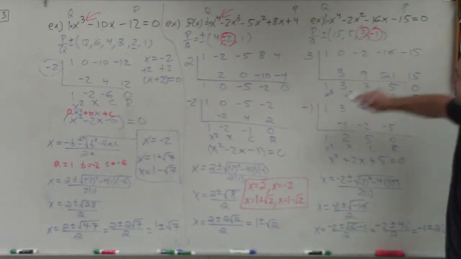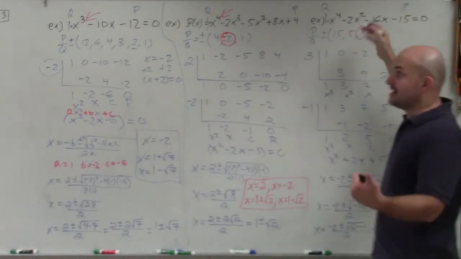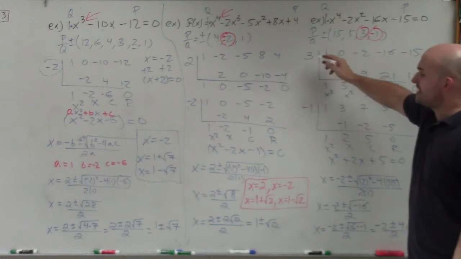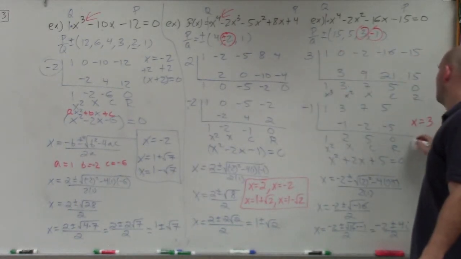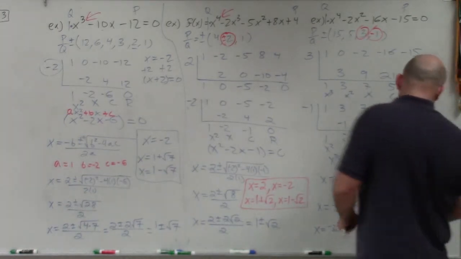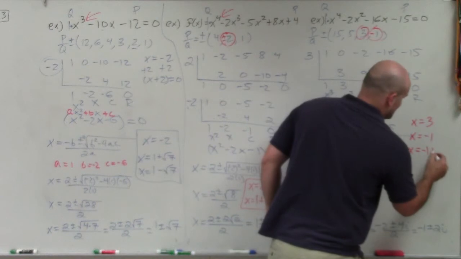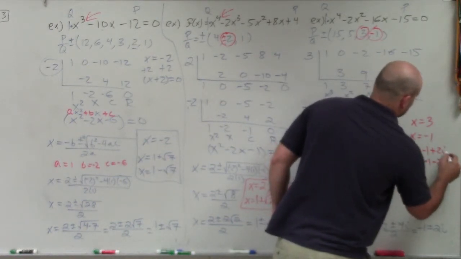So going back to my solution set, I have barely any room, but we know that 3 is a root. Negative 1 is a root. It's a root because, again, it's an equation, not a function. If it was a function, we'd call them zeros, but whatever. They're the same thing. X-intercepts, solutions. So we can say x equals 3, x equals negative 1, and then x equals negative 1 plus 2i, and x equals negative 1 minus 2i.